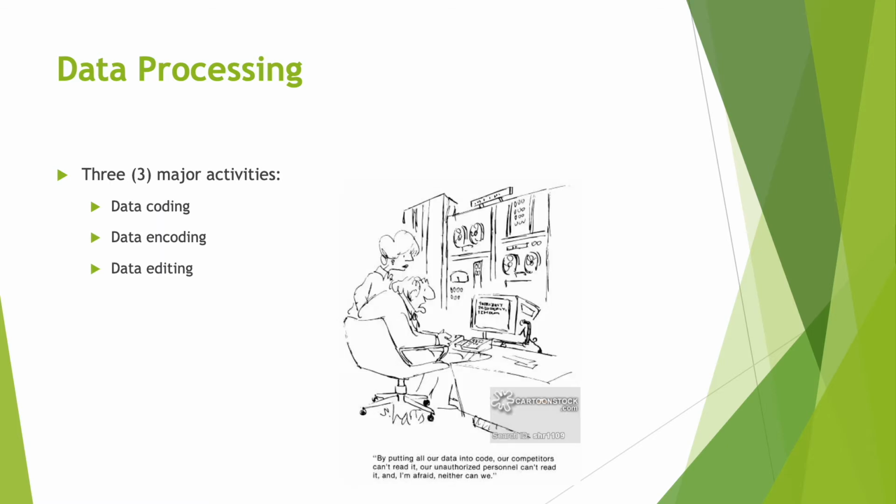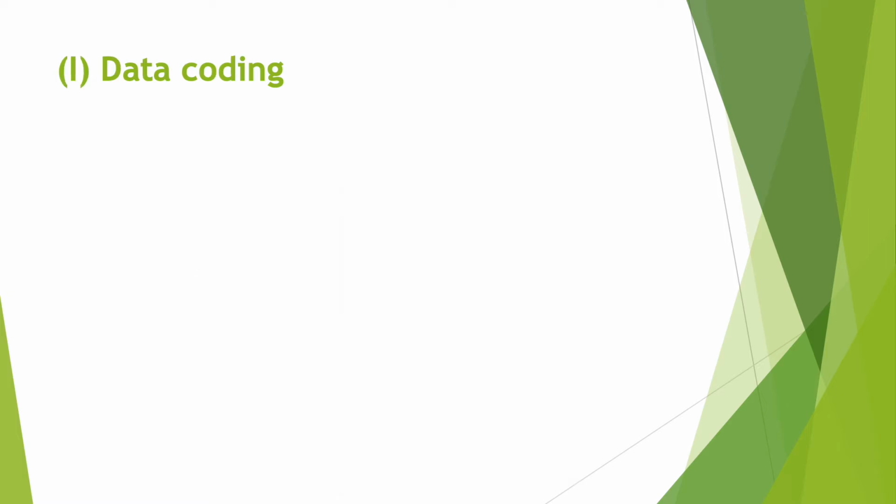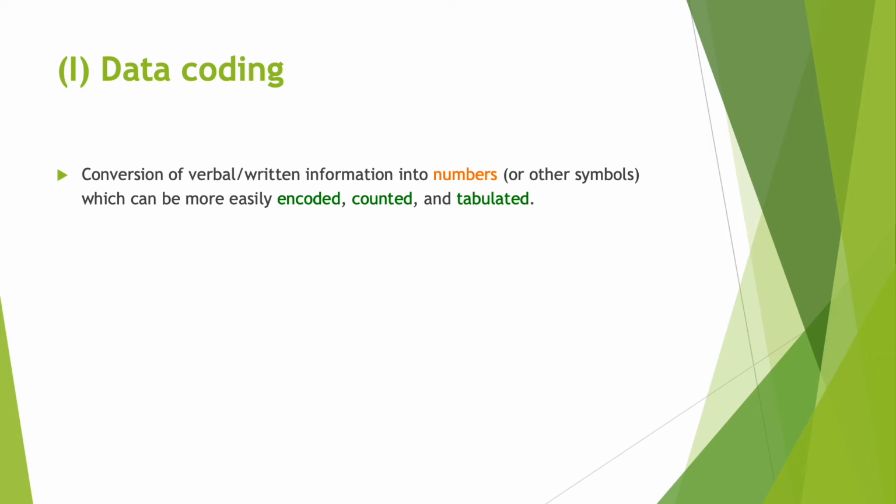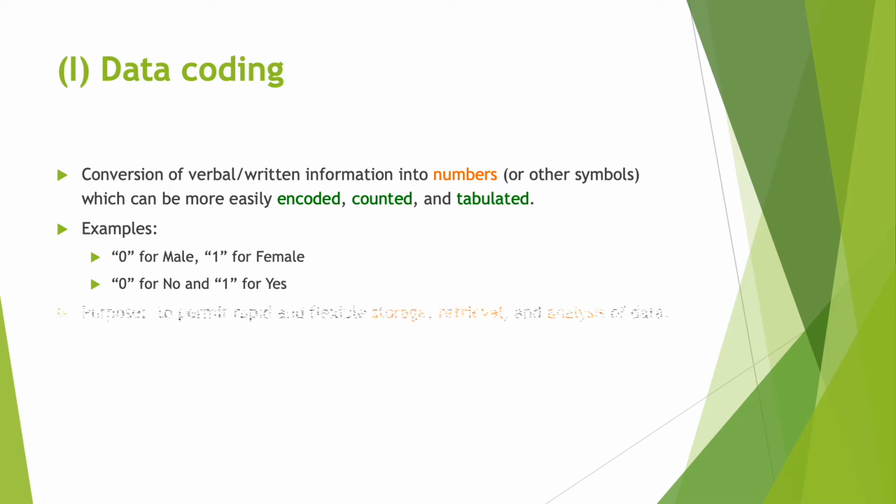Continuing on, data processing involves three activities, namely data coding, data encoding, and data editing. Let's talk first about data coding. It is defined as a conversion of verbal or written information, preferably into numbers, in order to make your data more easily encoded, counted, and tabulated. Some examples would be assigning the number 0 for males and number 1 for females, or assigning 0 for a no response and 1 for a yes response. The purpose of data coding is to permit rapid and flexible storage, retrieval, and analysis of your data.